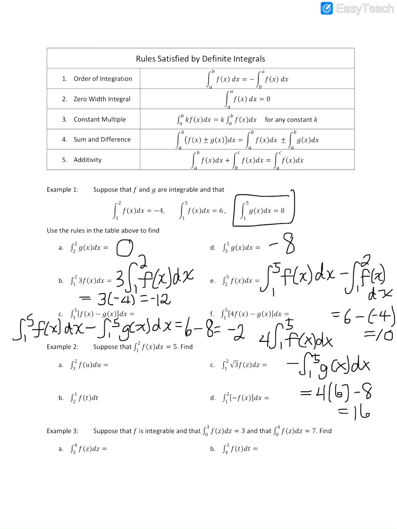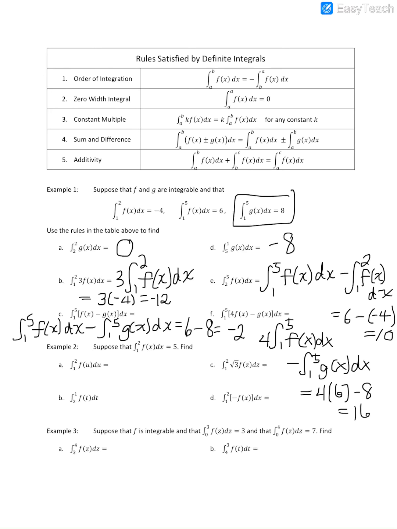Similar situation on number 2. They're telling us that the integral from 1 to 2 of f of x dx is 5. Now we're going to find all of these answers here. Notice that they have changed the variable. That does not affect anything that we're trying to do. You are allowed to change the variable. It's still the function f, they're just using a different variable. Okay, no big deal.